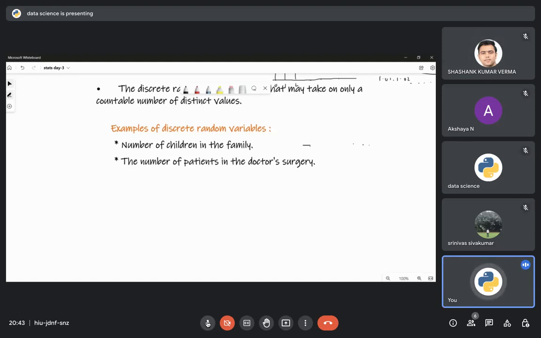I think you guys understood about this discrete random variable and discrete number. Now no question should arise. Make sense? Any questions? No, sir. Okay, cool. That makes sense.